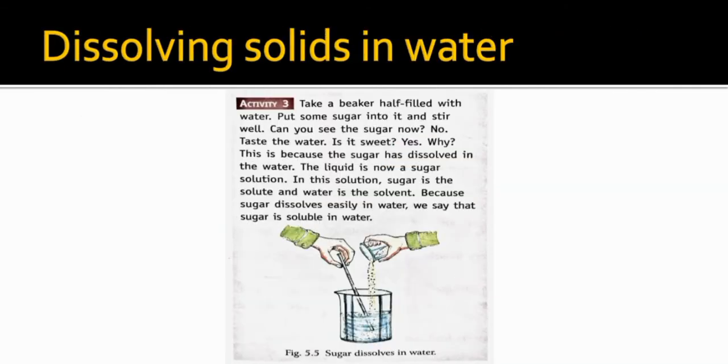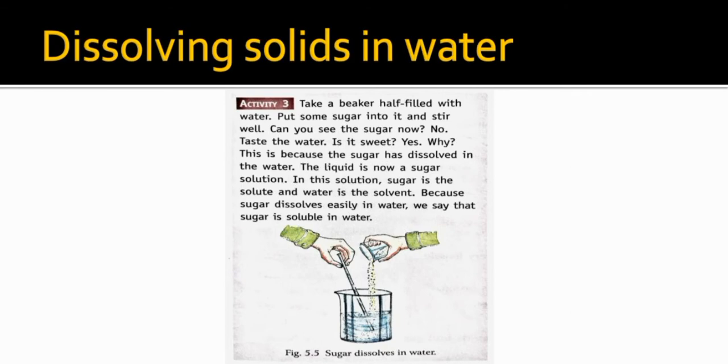Now we will see dissolving solids in water. How the solids can be dissolved in water. For this, we have to read the activity: take a beaker half filled with water. Put some sugar into it and stir well. Stir means to mix it well. Can you see the sugar now? No. Now taste the water. Is it sweet? Yes, it tastes sweet.